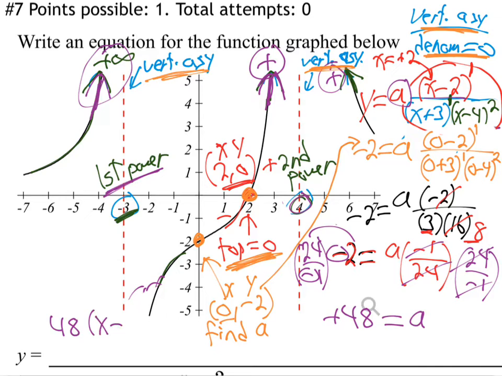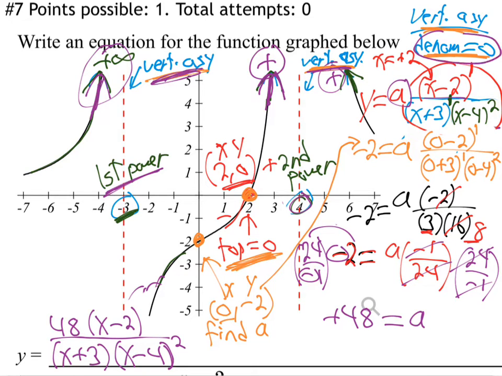X minus 2 on the top over x plus 3 times x minus 4 squared. And you can put that 48 in the front or leave it in the top. It's the same thing, right? To be in the front is over 1 is the same as the top. Either way is good. So recapping again, vertical asymptotes tell us the denominator. X-intercept tells us the top, the numerator. And then the Y-intercept helps us find the A. That's how we do it.